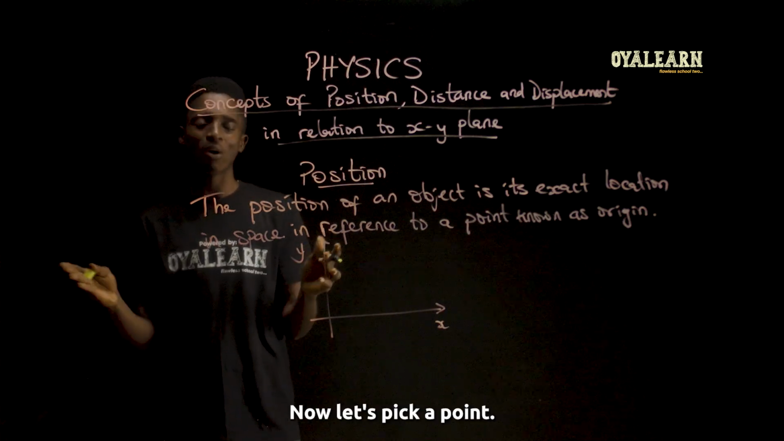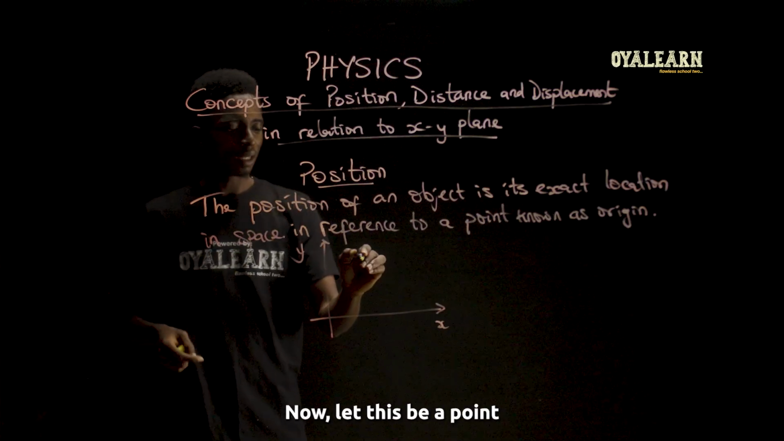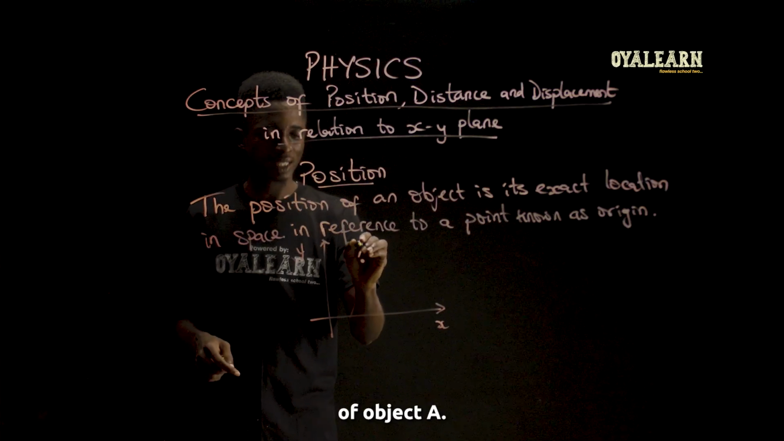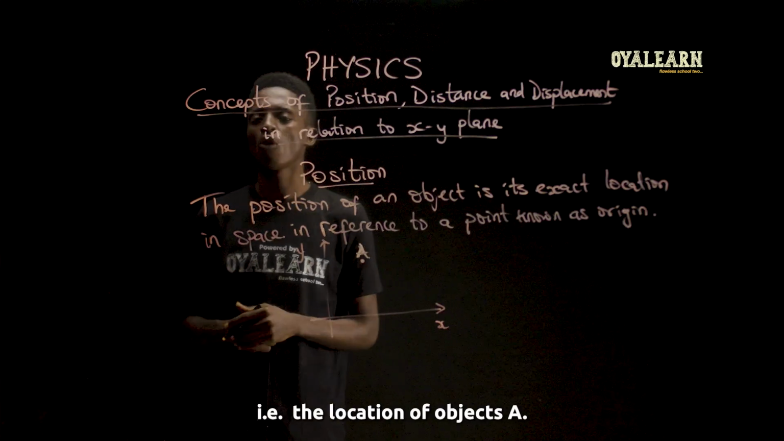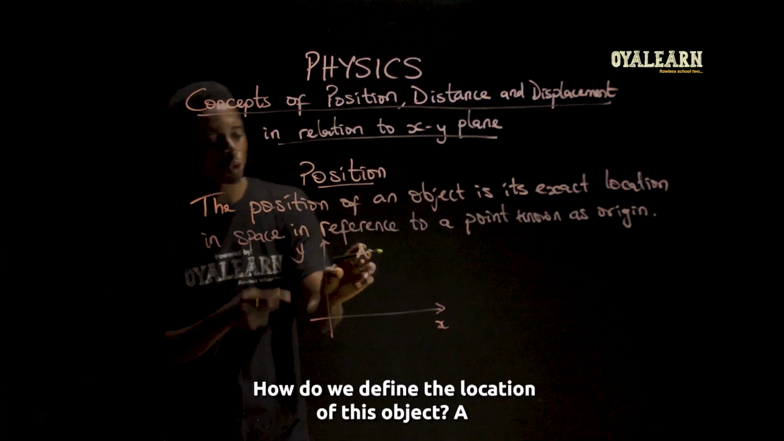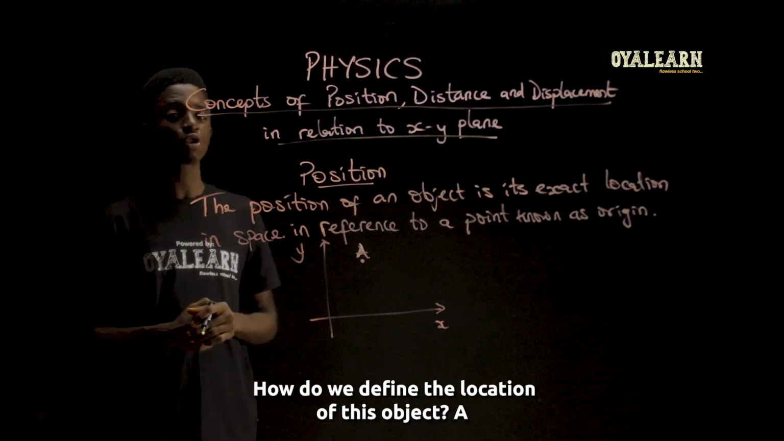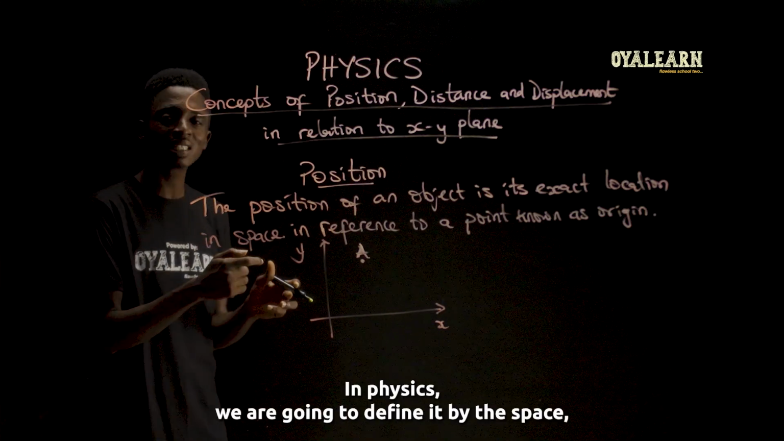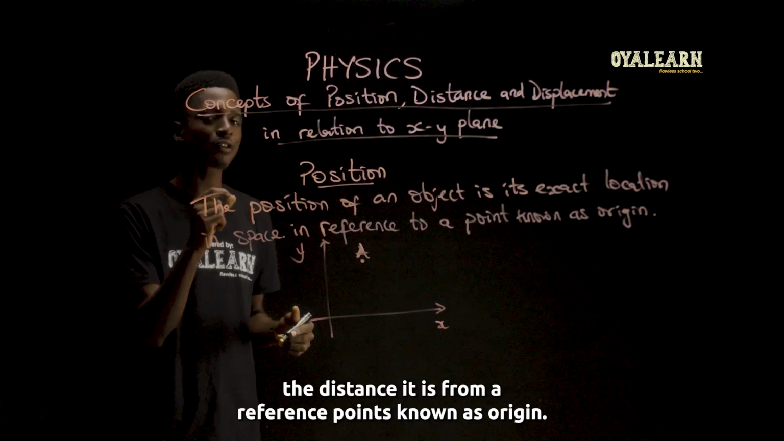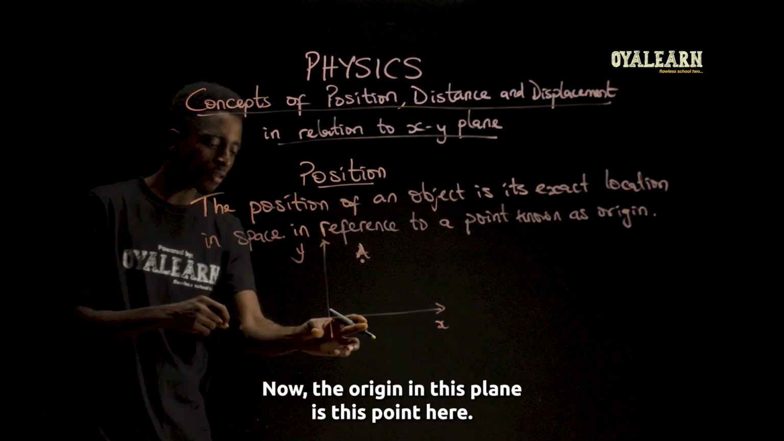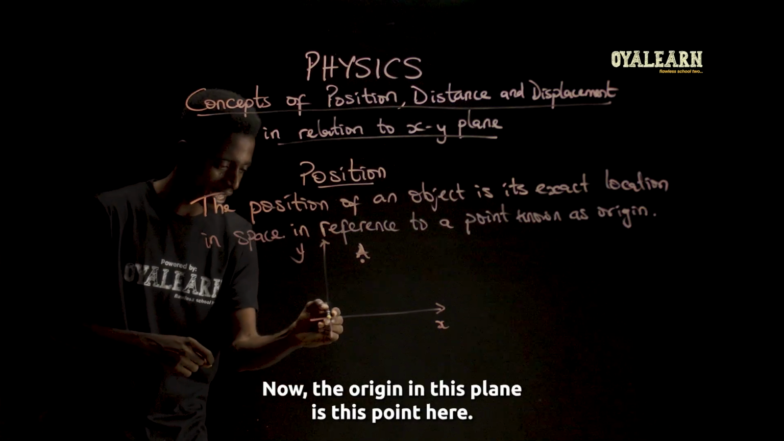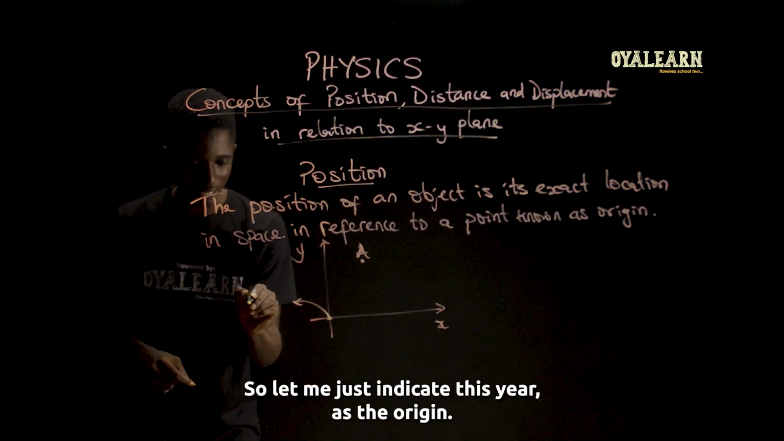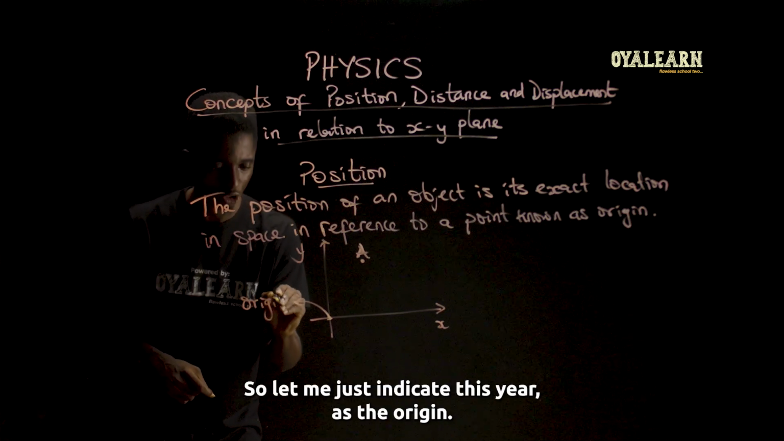Now let's pick a point. Let this be a point of object A. That is the location of object A. How do we define the location of this object A in physics? We define it by the distance it is from a reference point known as the origin. The origin in this plane is this point here. This is our origin, so let me indicate it here.